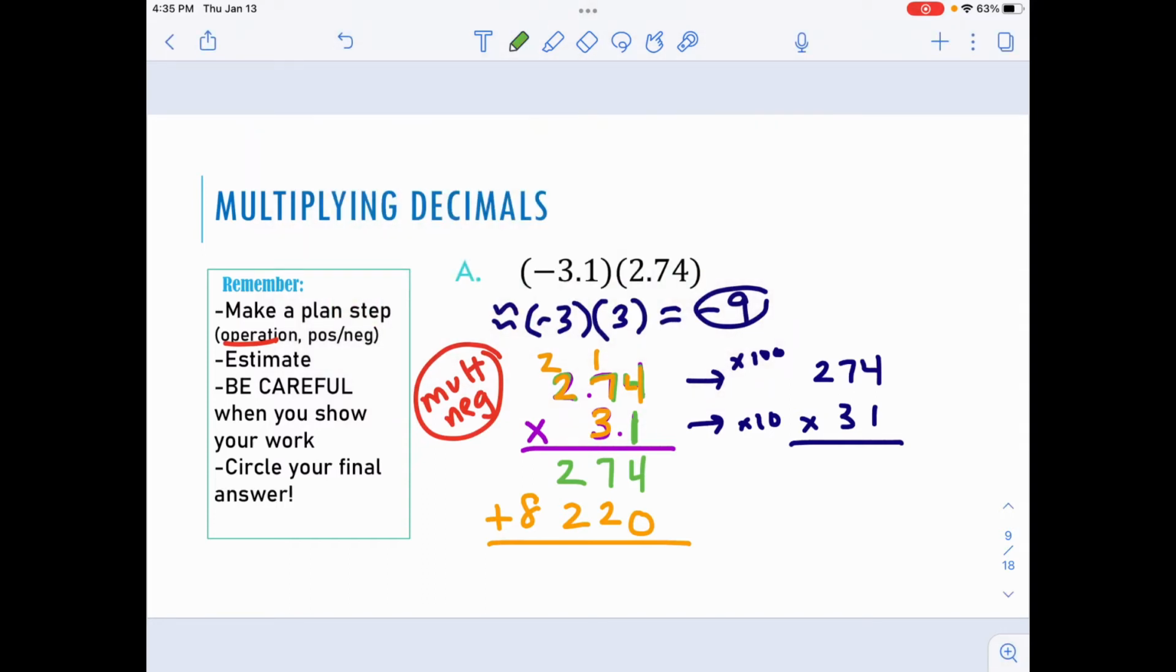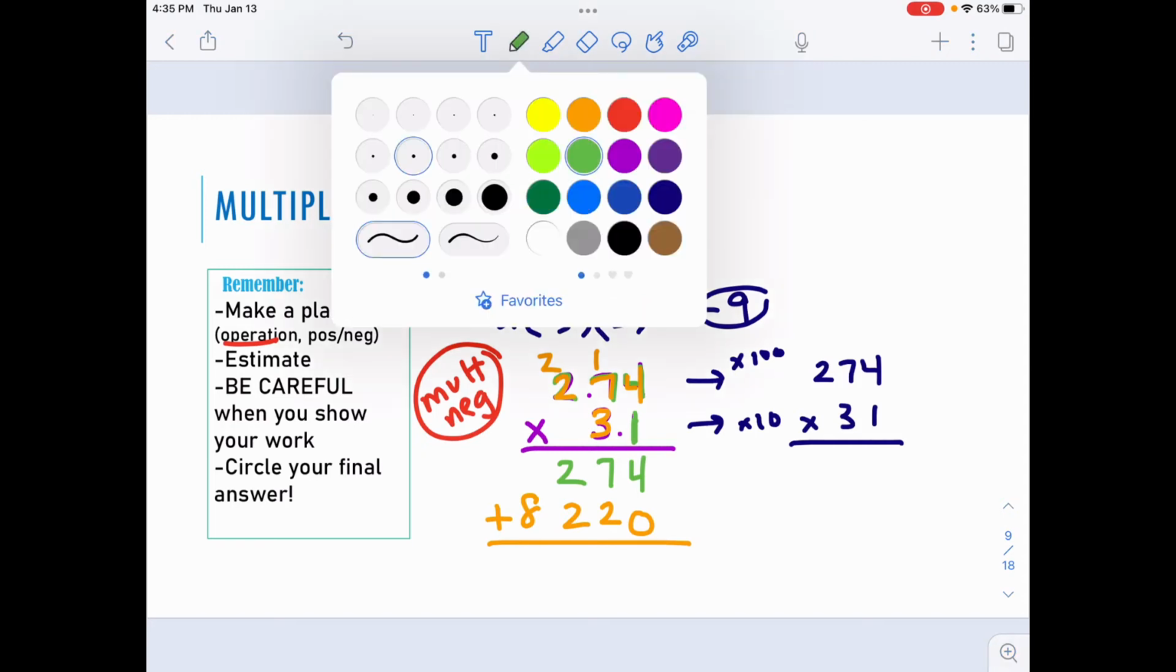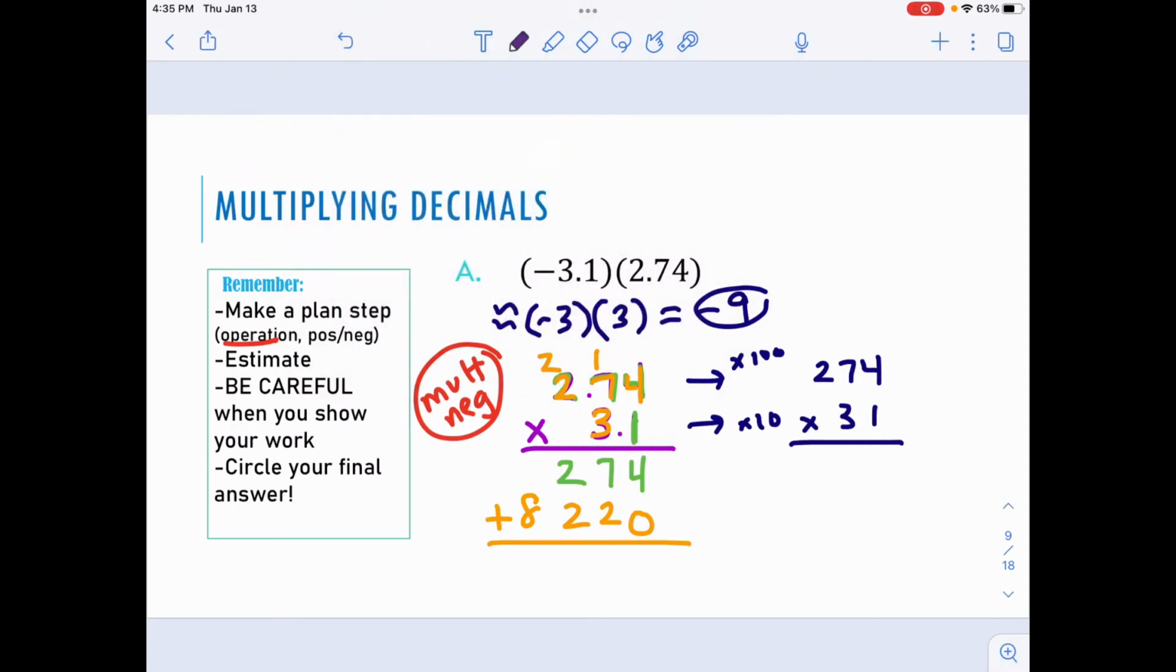4 plus 0 is 4. I'm going to turn back to purple. That was my original problem color. 4 plus 0 is 4. 7 plus 2 is 9. 2 plus 2 gives me that 4. And then bring down that 8. All right, now we know our answer.